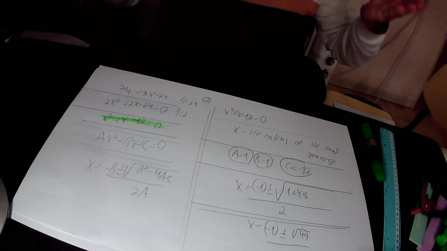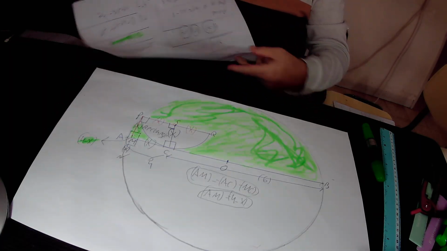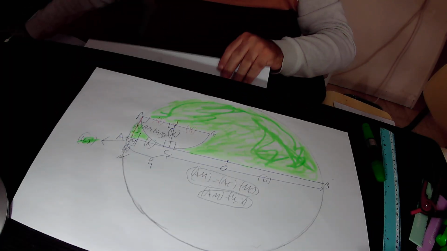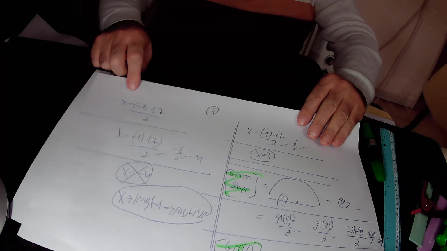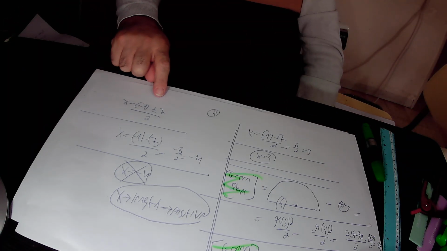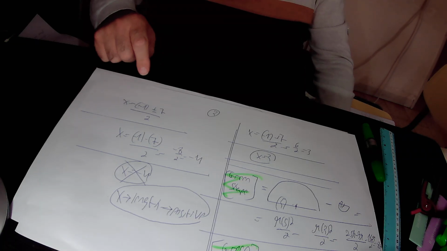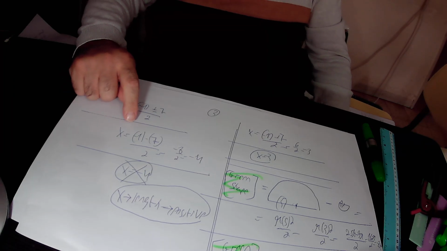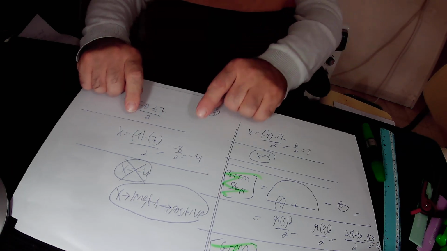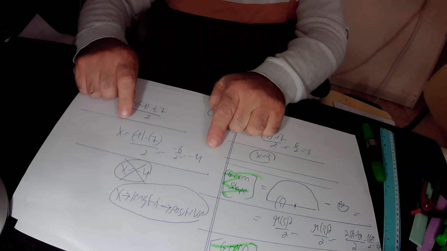So in total we should find that x equals minus 1 plus or minus the square root of 1 plus 48, which is 49, over 2. The square root of 49 is 7. So x equals minus 1 plus or minus 7 over 2. So here we have two possible solutions for x. The first solution for x is that x equals minus 1 minus 7 over 2. Minus 1 minus 7 is minus 8, and minus 8 over 2 is minus 4.